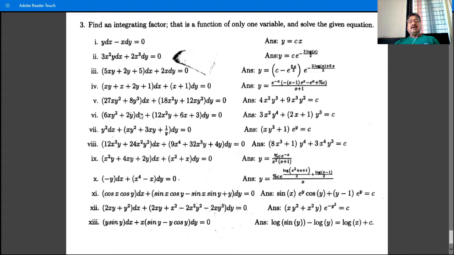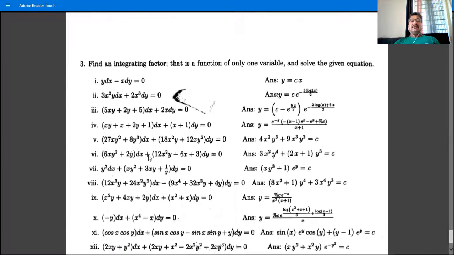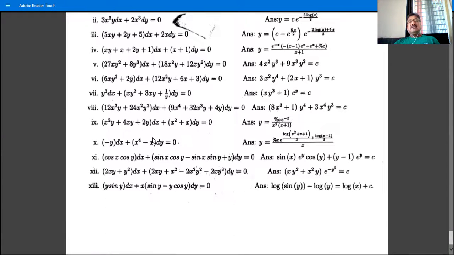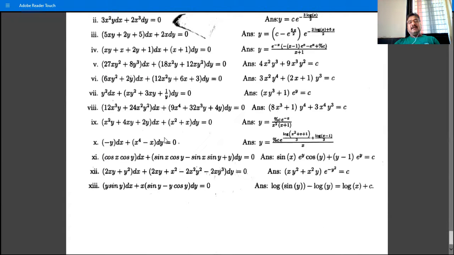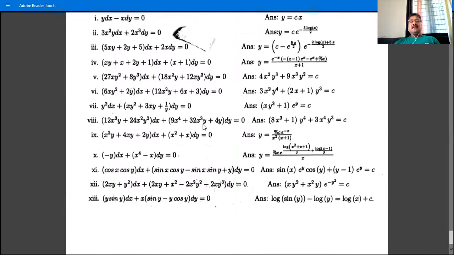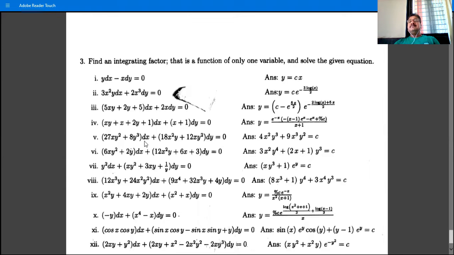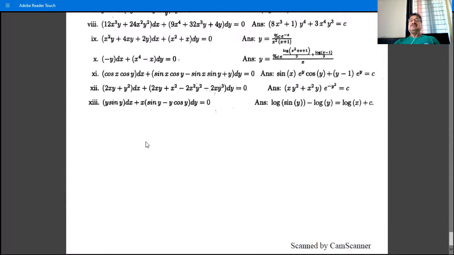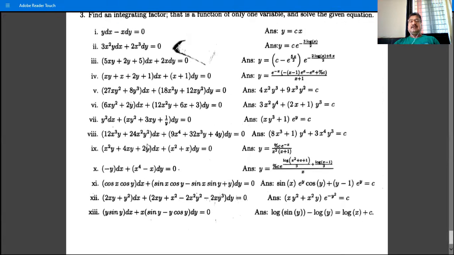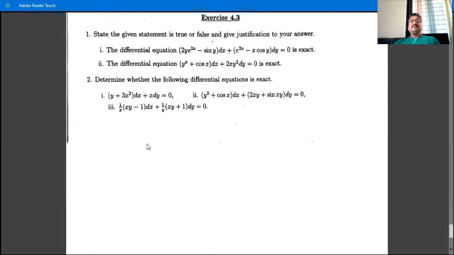So first check whether the given differential equation is exact. If it is exact, then solve it. But if it is not exact, then find the integrating factor. Answers are given. To find the integrating factor, we have to use one appropriate method out of the 6 methods to obtain the integrating factor. So solve all these problems.